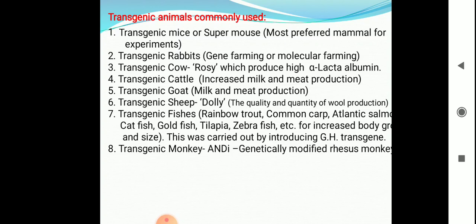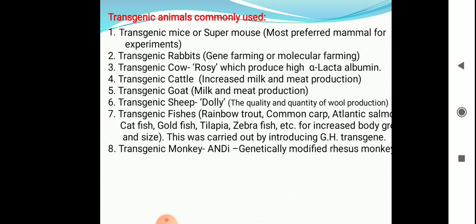Okay, next is transgenic fishes: rainbow trout, common carp, Atlantic salmon, catfish, goldfish, tilapia, zebrafish, etc. To increase the body growth and size, this was carried out by introducing the growth hormone transgenes. In these fish, if you apply human growth hormone transgenes, they will be bigger and larger in size. Okay, and the food value increases. That is why nowadays it is applied in case of the transgenic fishes also.